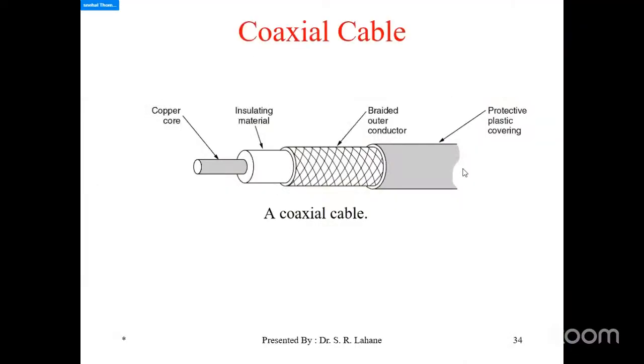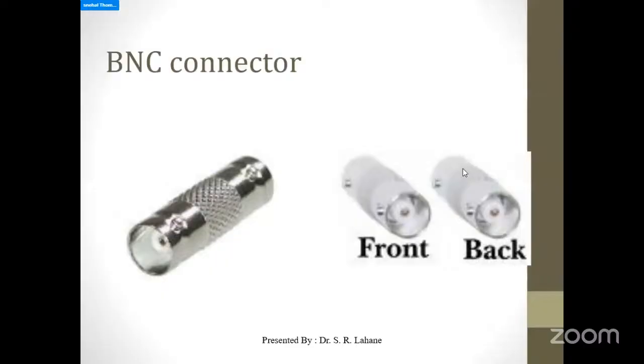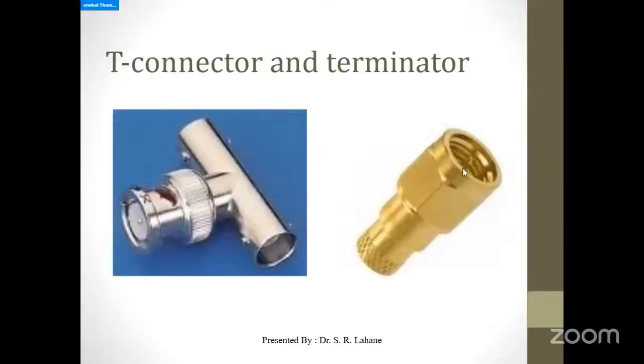The second type is coaxial cable. Inside, the copper core will be there. Then the insulating material will be there. Then the threaded outer conductor will be there. And the outside layer is called the plastic cover. That is the coaxial cable. The name itself gives the idea: single axial communication, that is called coaxial communication. The connectors used by the coaxial cable are the BNC connector, terminator, and T connector.